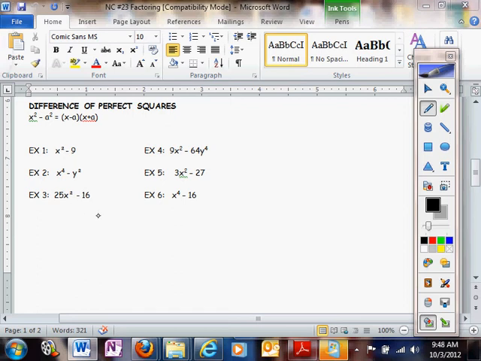Let's talk about difference of squares. This is possibly the easiest type of factoring that there can be. The most difficult thing sometimes is determining what's your perfect square and how to rewrite that. And I'm going to show you a little trick.